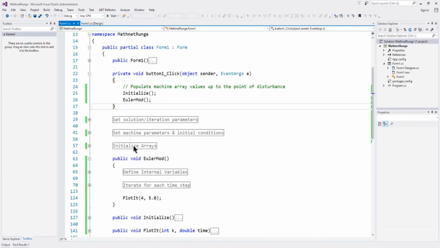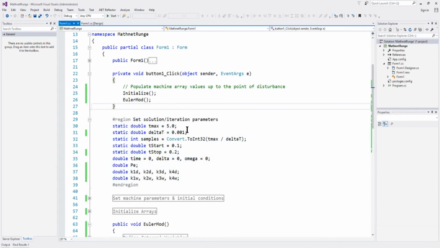Now, before we do that, we've set up some initial conditions and solution parameters, variables that we will need for this Euler method to work. So the first thing up here is some variables that define the solution and iteration parameters. Here I've got a T max, which defines the total length of time we want to simulate. In this case, I want to simulate from 0 to 5 seconds. Delta T is the step size, and here I've got 1 millisecond. So I'm going to have 5,000 samples spaced a millisecond apart. And here is just an integer of those 5,000 samples, T max divided by delta T.